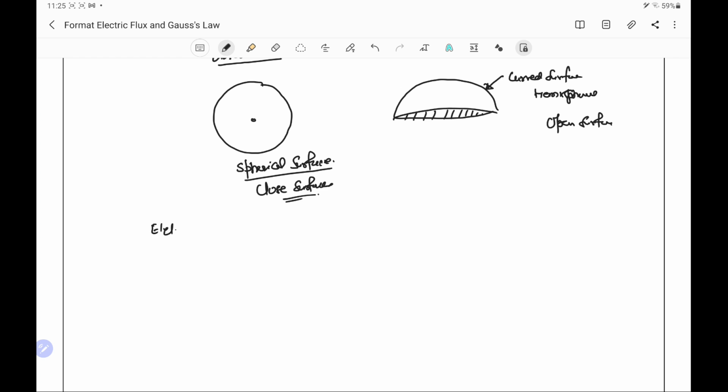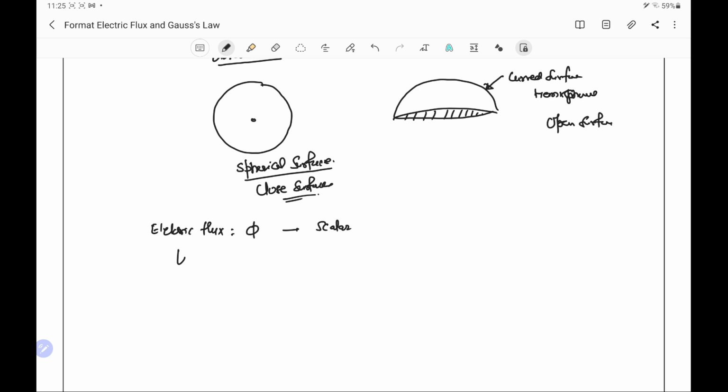Electric flux phi, it is a scalar quantity. That means it has only magnitude, it has no direction. Therefore, simple laws of addition and subtraction for scalar quantities are applicable for the flux.